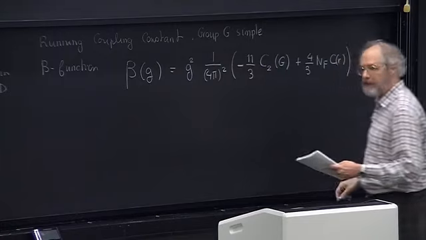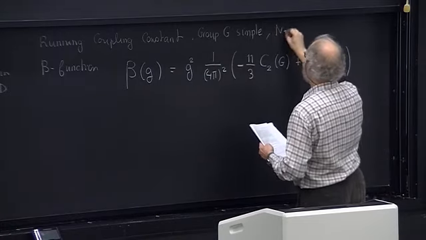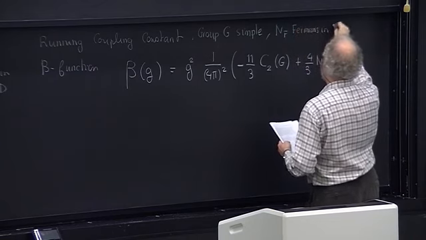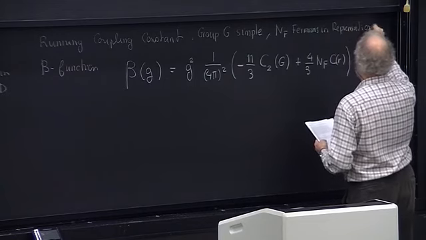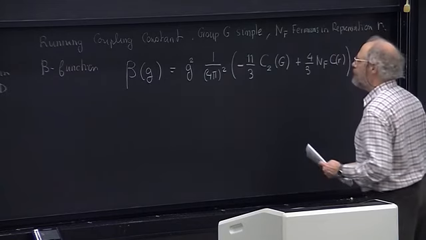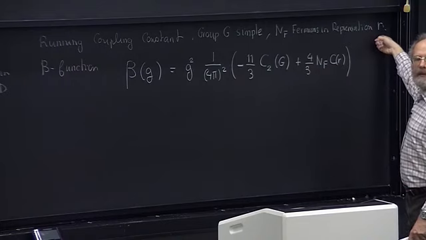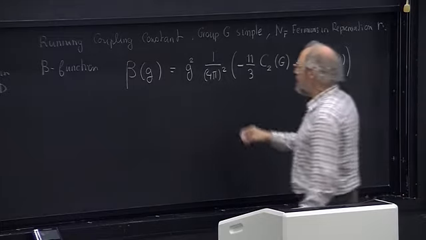It means that it has some NF fermions in a representation R of the gauge group. So if this was a Dirac fermion, this would be the fundamental representation. Okay. And this is a result of a calculation.